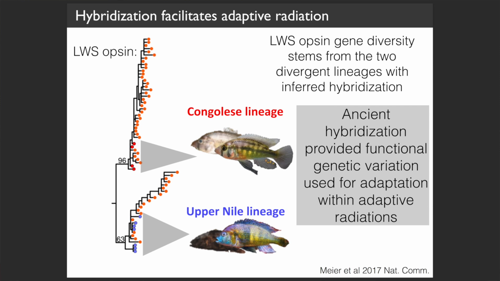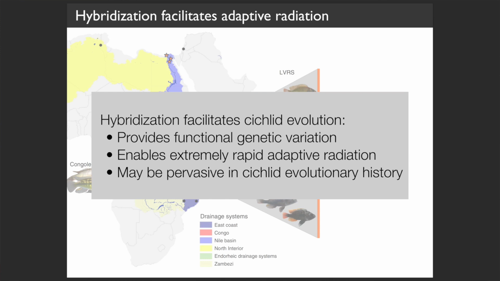So this lends evidence to the idea that this ancient hybridization event provided functional genetic variation, which was subsequently used for adaptation within these adaptive radiations and facilitated the rapidity at which these radiations could happen. So in summary, we think that hybridization facilitates cichlid evolution by providing functional genetic variation and enabling extremely rapid adaptive radiation. And we also think that these kinds of hybridization events may be quite pervasive in cichlid evolutionary history and help to explain rapid adaptation and rapid adaptive radiation many times over.